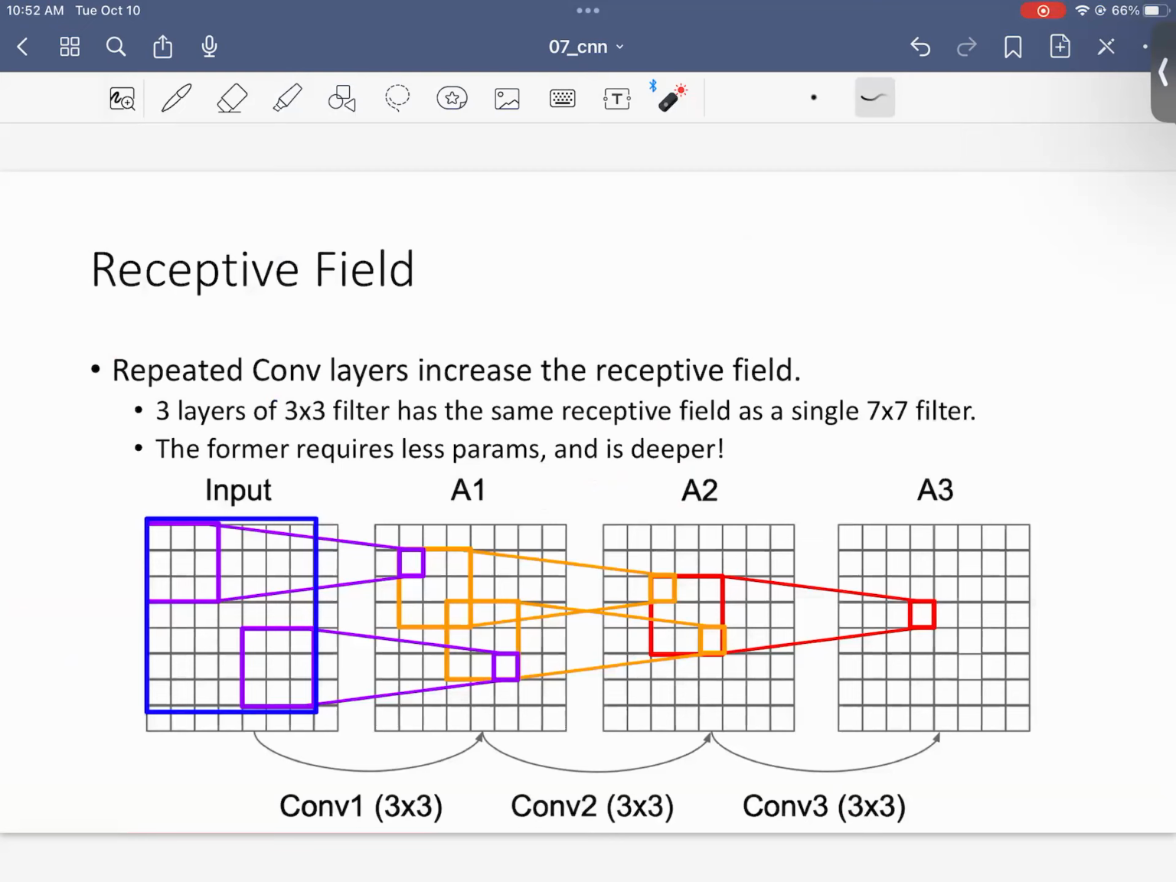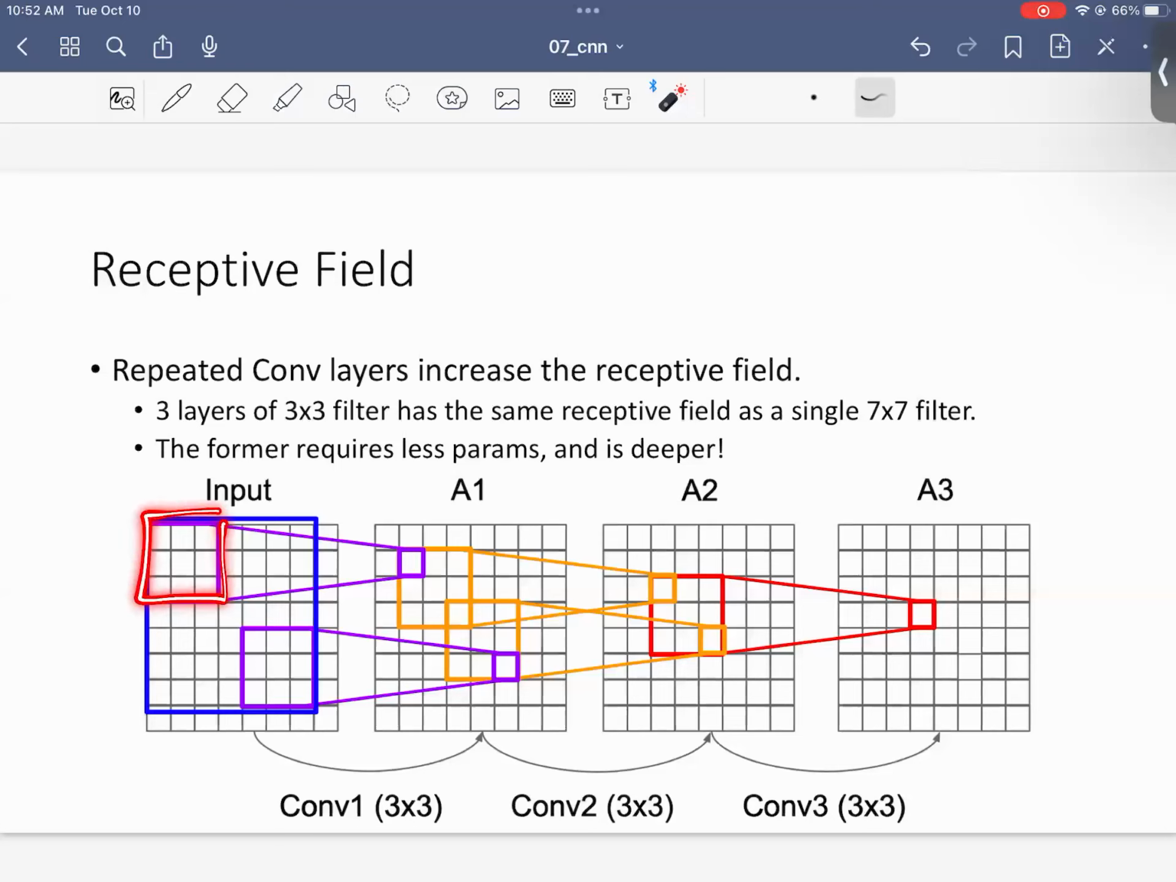So it would be better to have a larger receptive field. And so the important concept here is that 3 layers of 3 by 3 filter has the same receptive field as a single 7 by 7 filter. So if you count the number of pixels here, there's 1, 2, 3, 4, 5, 6, 7 here, 7 here. That's when you're using a single 7 by 7 filter, like one filter which has a dimensionality of 7 by 7, right?